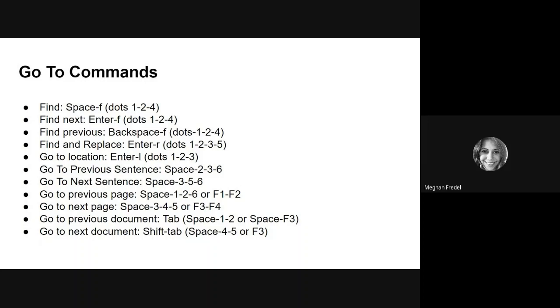The next menu is the Go To menu, which allows you to, just as it sounds, go to different things. You can find the next instance. So perhaps I want to find the word dog, and so I would type in dog and it would find it. But then I can also find the next instance of that word dog. And then you can also find the previous instance as well.